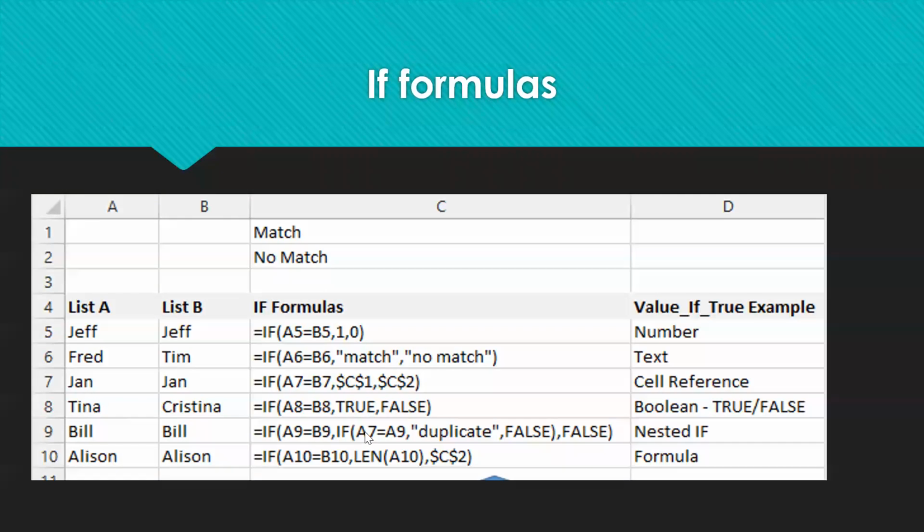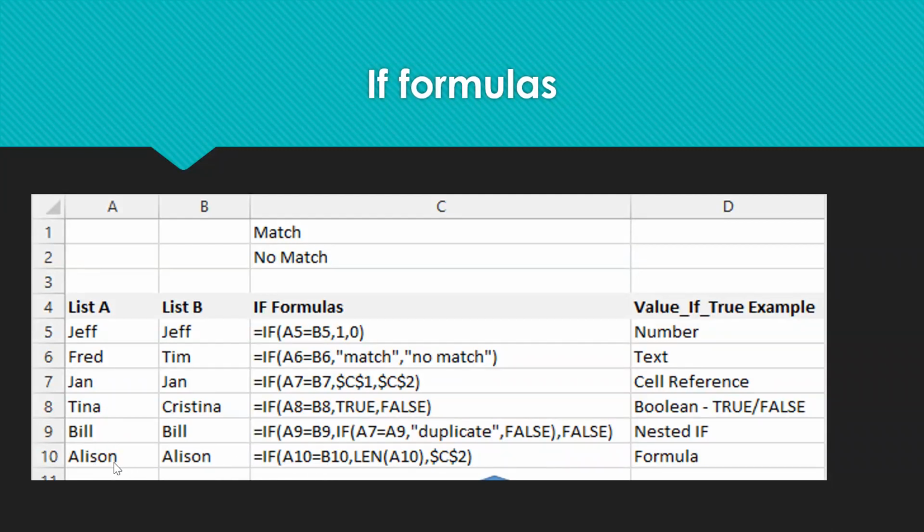So here it will check A7 is equal to A9. A7 is here and A9 is here. Both are not equal, right? One is Jan and one is Bill. So the answer will be false here. Okay. So this is one example.